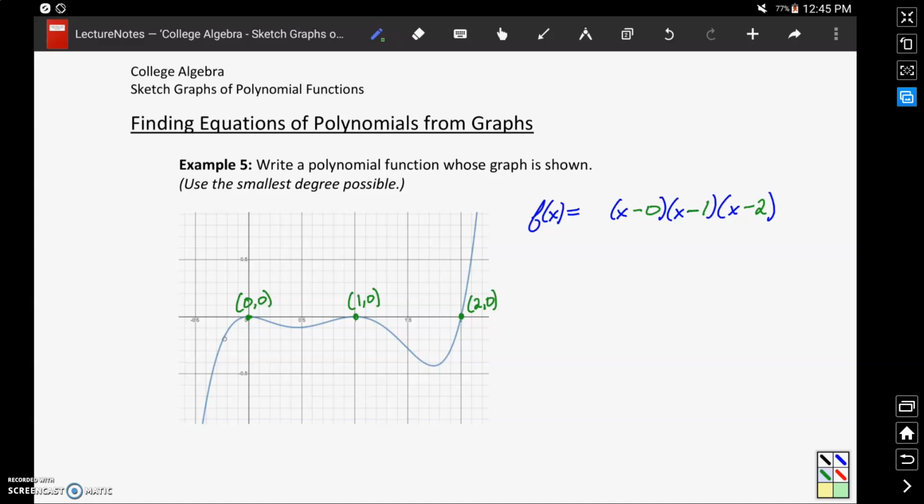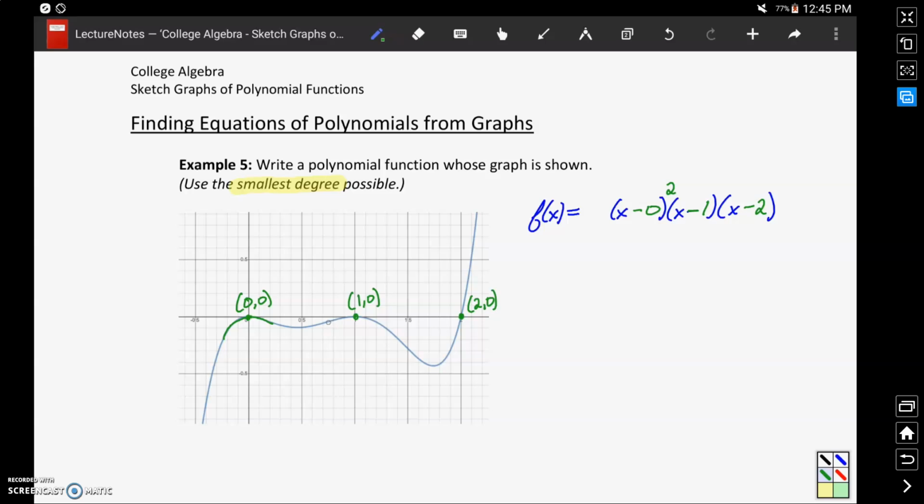Investigating the behavior around those intercepts, we can see that at 0, our function will touch the x-axis and then turn away. So we know that that multiplicity has to be even. Since we want the multiplicity to be even, and we're told that we want to use the smallest degree possible, our smallest even number would be a 2.